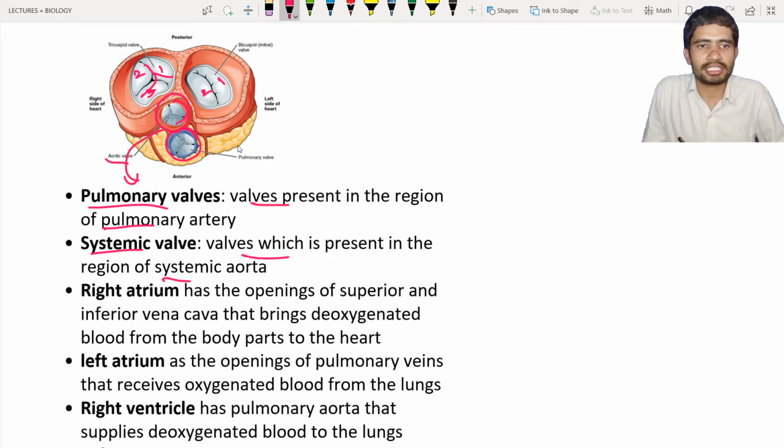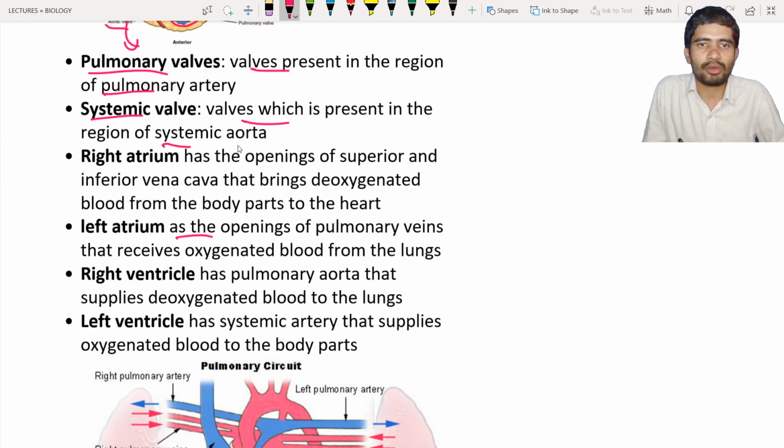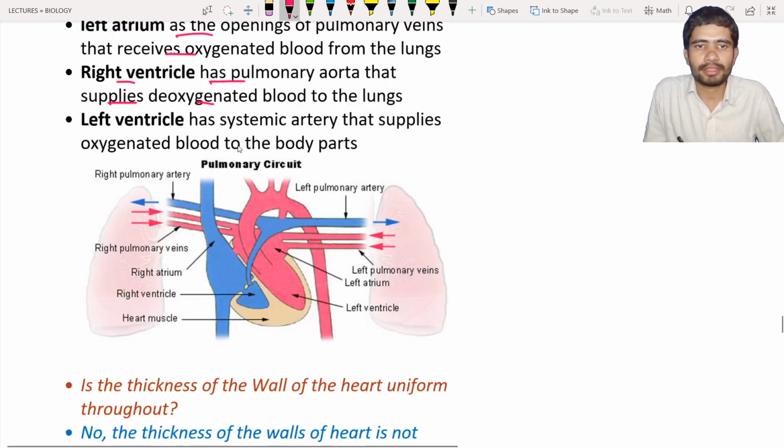So next is the left atrium. It receives oxygenated blood from the lungs. The right ventricle has a pulmonary artery that supplies deoxygenated blood to the lungs. So here you can see this is the right atrium. The right atrium receives deoxygenated blood from the superior and inferior vena cava, and this blood will be pumped into the right ventricle.